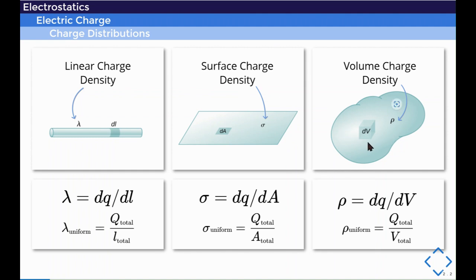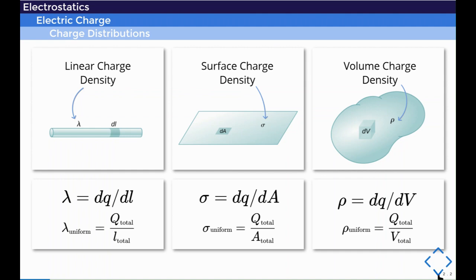Or you could have some volume where the charge is spread out over that whole volume, and a specific element of volume, dV, in whatever coordinate system you like. You can think about how much charge is sitting inside of that. We call that rho, the volume charge density, and it's how much charge is sitting inside of that infinitesimal element of volume. Now, of course, if it's uniform, then you take the total charge divided by the total volume, and it gives you the charge per volume.